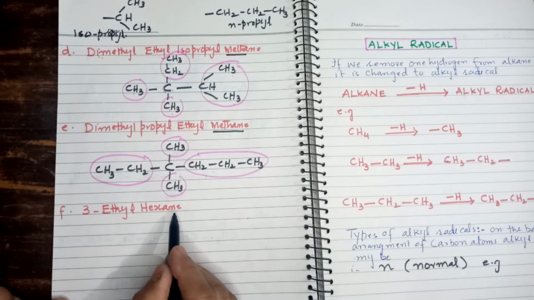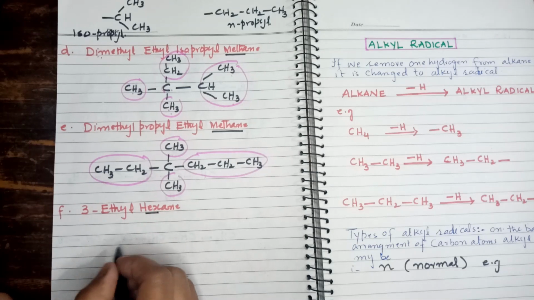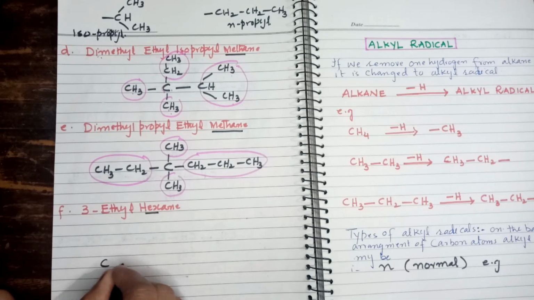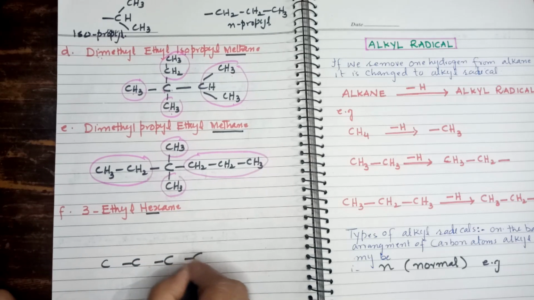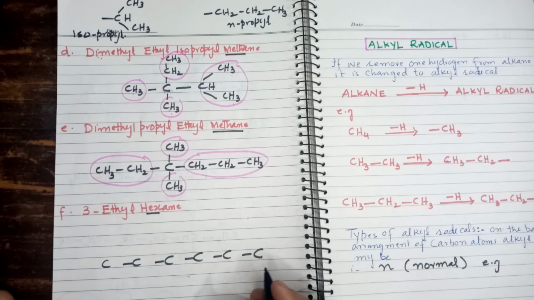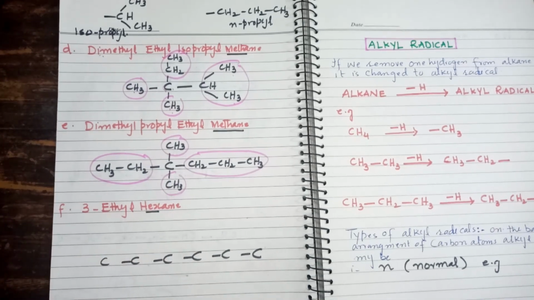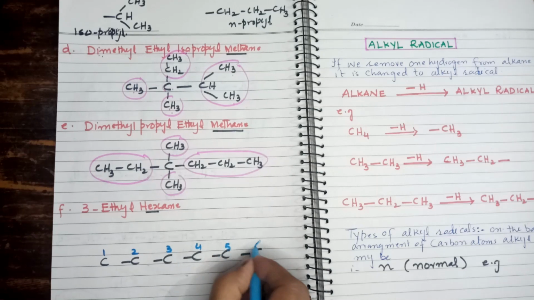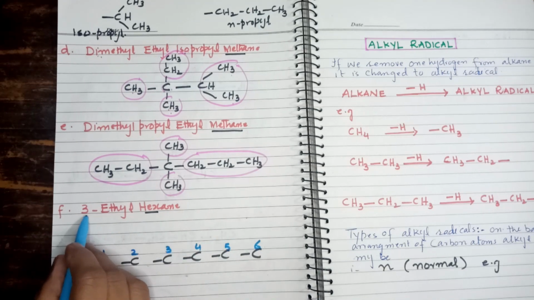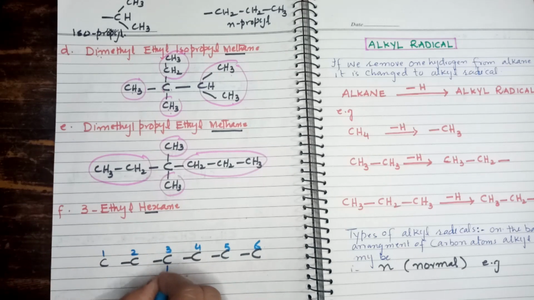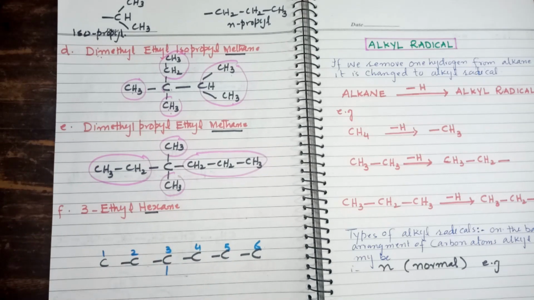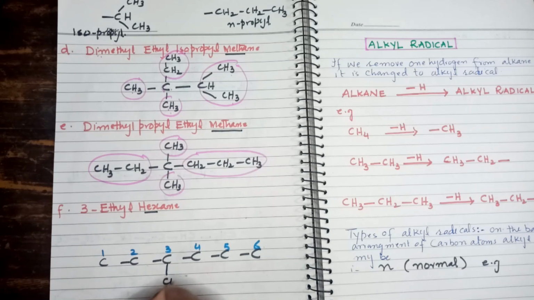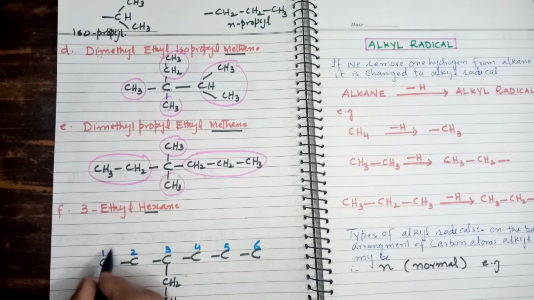3-ethyl hexane, right? Hex shows 6 carbon atoms. So we made 6 carbon atoms. 1, 2, 3, 4, 5, 6. Do the numbering. 1, 2, 3, 4, 5, 6. Right, students? Now with the third carbon, ethyl radical is attached. We attach ethyl radical with the third carbon, CH2, CH3. Right? Now fill the vacant valencies with hydrogen.